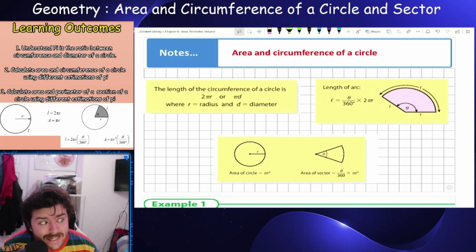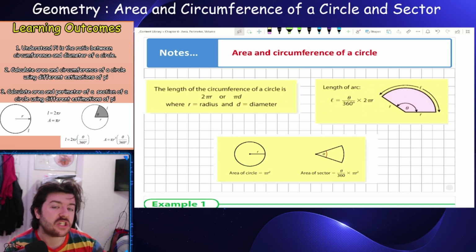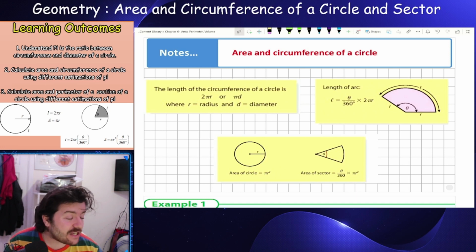Okay, so today, ladies and gentlemen, we are going to be reviewing and going over the area and circumference of a circle and therefore a sector of a circle. So, as you see in front of me, these are going to be the key formulas we're going to need to know for this section.